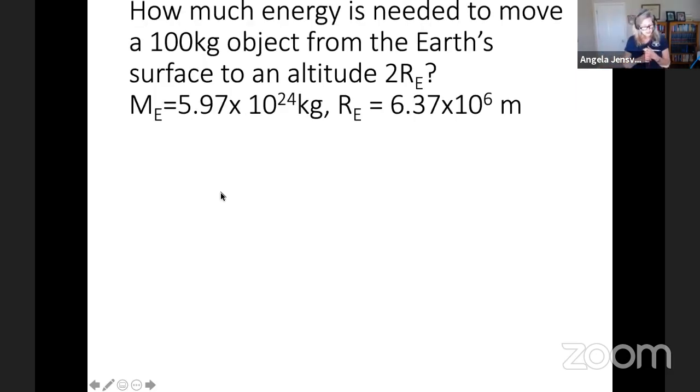Okay, how much energy is needed to move an object from the surface of the Earth to an altitude of twice its radius? I'll give you 1 minute to try it.